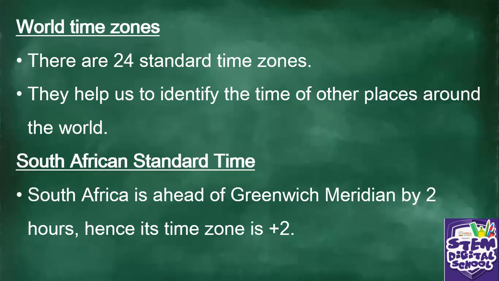And then we look at South African Standard Time. South Africa is ahead of Greenwich Meridian by 2 hours. Hence, its time zone is +2. So I'm going to show you on the map, what do we mean by that? What is this +2?